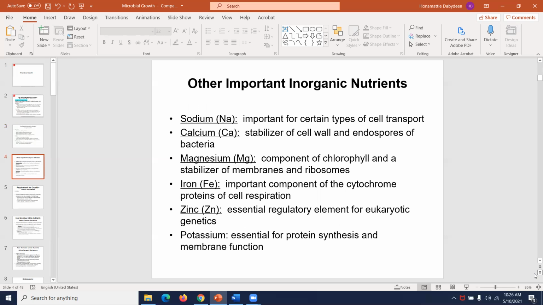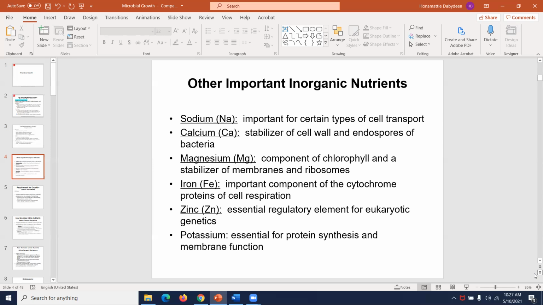Some other elements that are needed. You have this slide there. I can just read from the slide, or you can read it on your own. Usually sodium, we talk about the sodium pump in a lot of the transport in cells. Calcium is a good stabilizer in the cell wall, and usually the spore coat of bacterial spores. Magnesium is a component of chlorophyll. We're not going to be talking about these photosynthetic organisms.